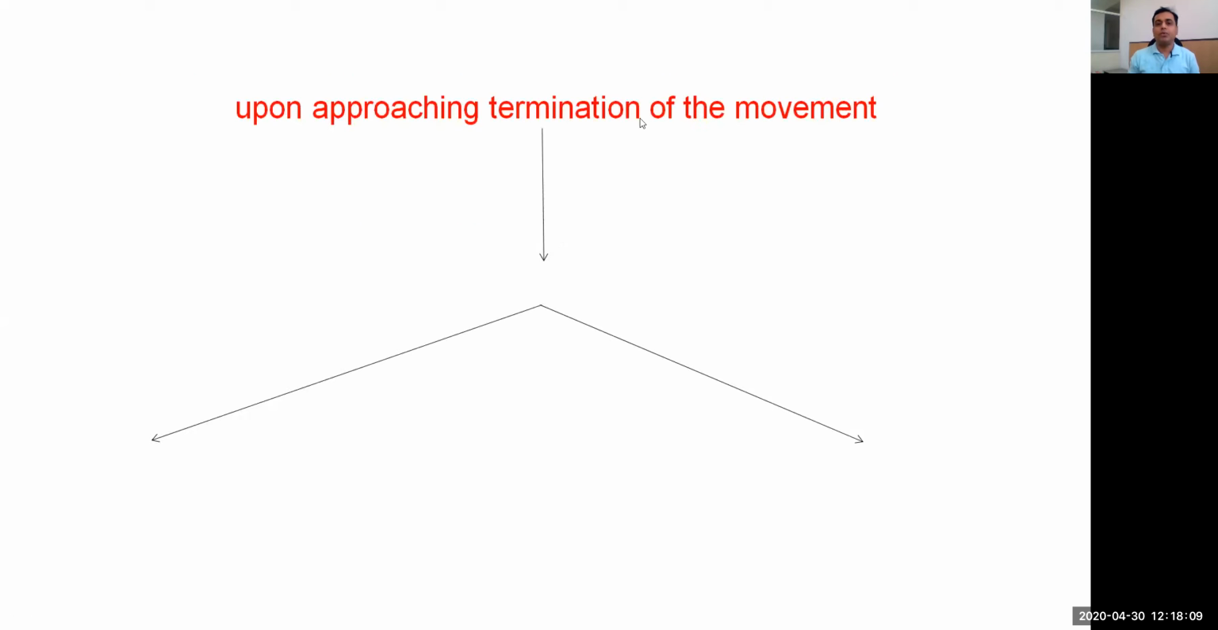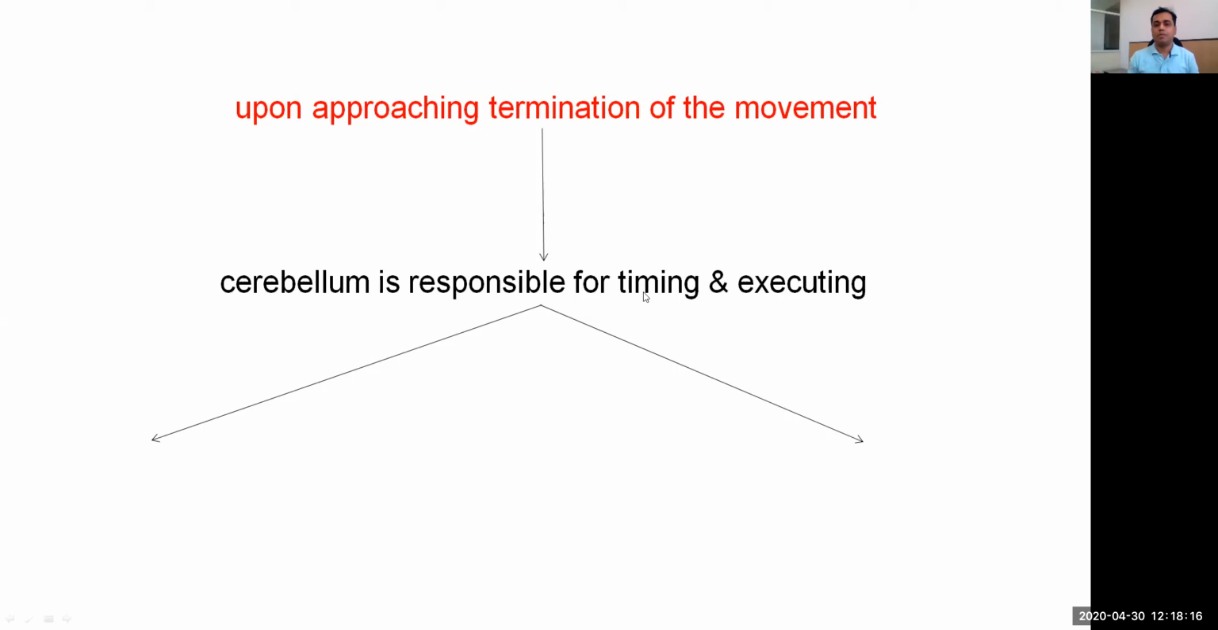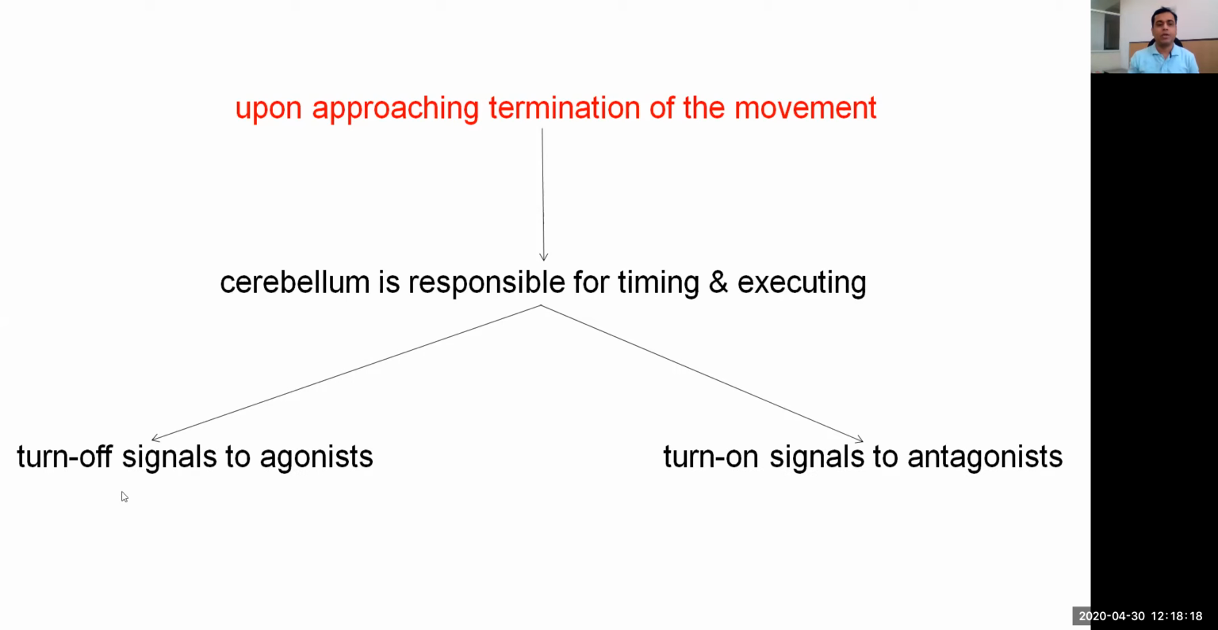Upon approaching the termination of the movement, when the movement is about to end, cerebellum is responsible for timing and executing a turn-off signal to the agonist and a turn-on signal to the antagonist muscle so that the movement can be smoothly terminated.